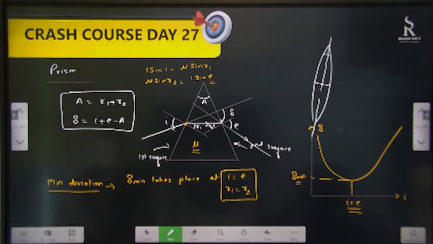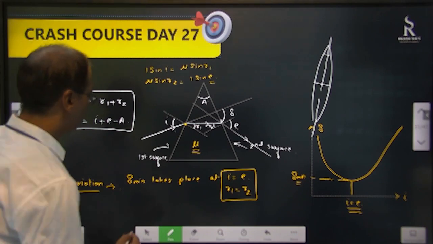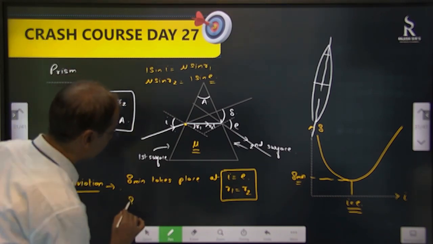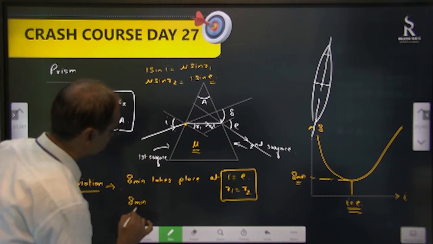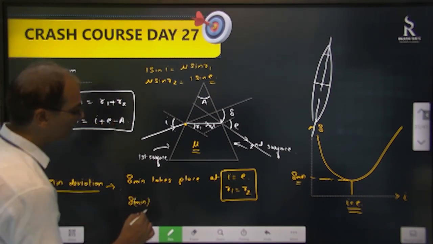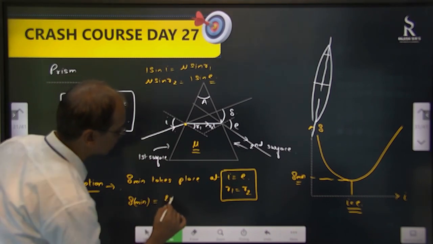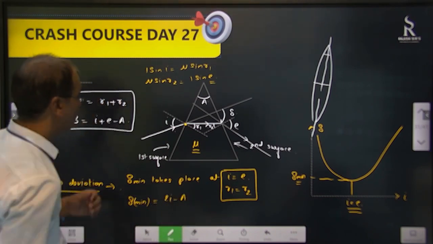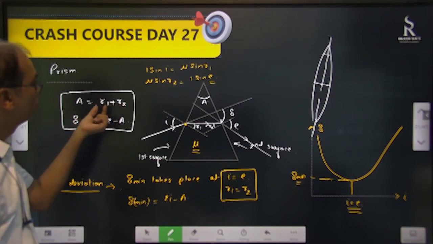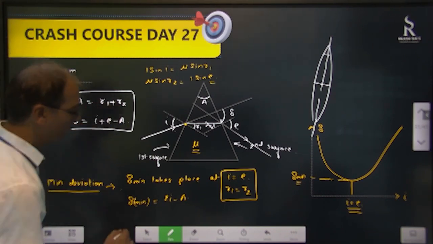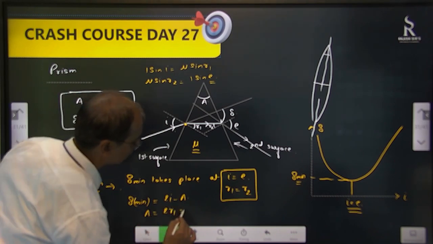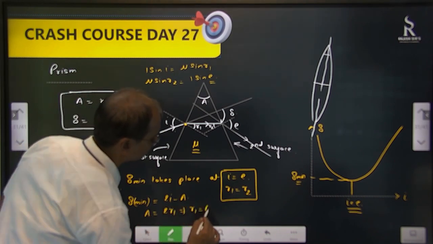So then delta minimum is what then? The delta minimum formula that we get. We said that delta is already I plus E minus A. So it will become 2I minus A. And we said R1 and R2 both are equal. So A will be equal to 2R1. That is R1 will be equal to A by 2.